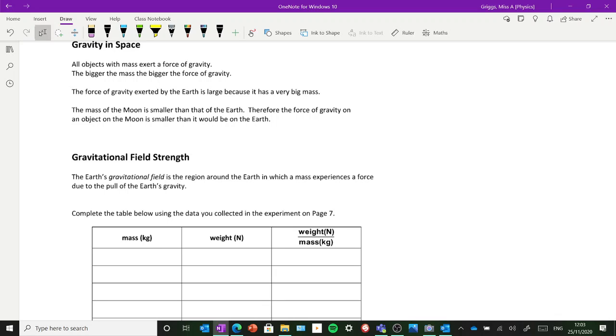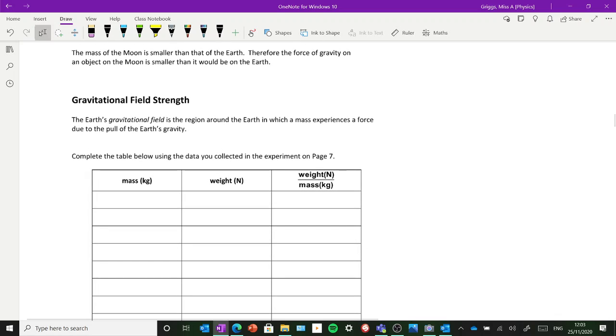The mass of the moon is smaller than that of the Earth, therefore the force of gravity on an object on the moon is smaller than it would be on the Earth. So if you've seen the videos of people walking on the moon, sort of like floating a little bit, yeah, times by a smaller amount. The Earth's gravitational field is the region around the Earth in which mass experiences a force due to the pull of Earth's gravity. So the Earth's gravitational field is that 10, and each planet has a different gravitational field.